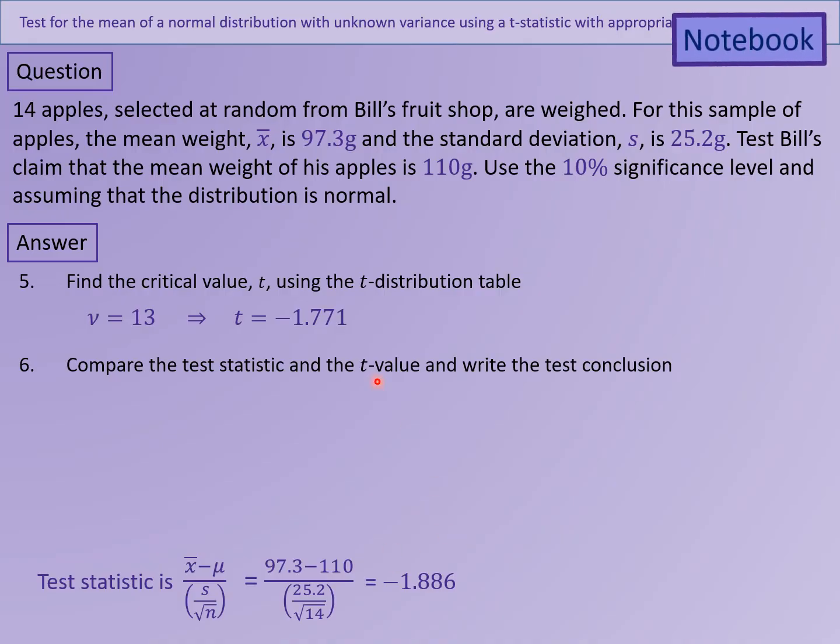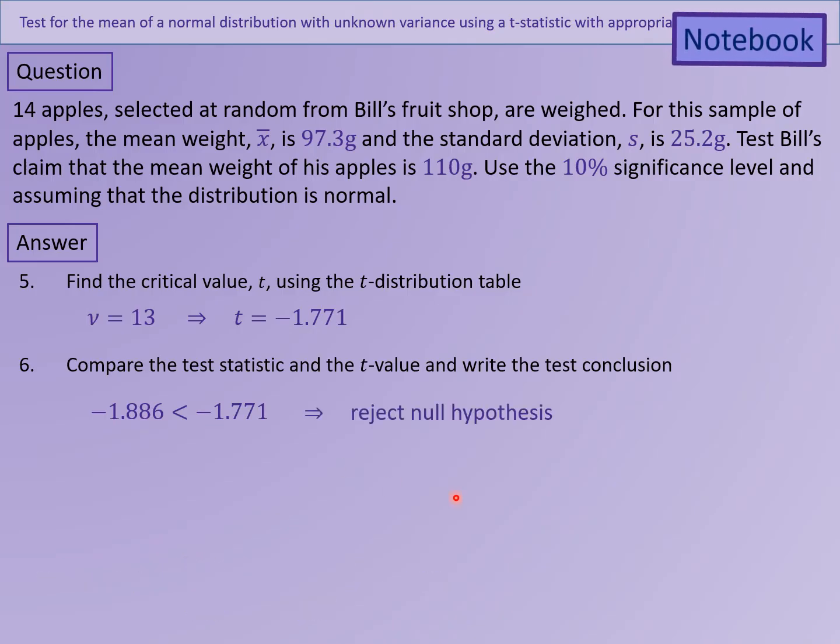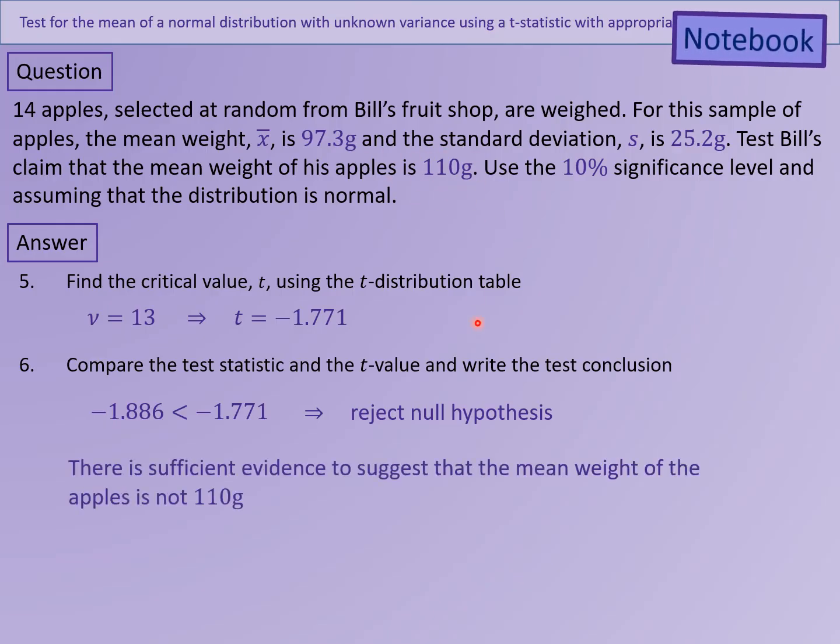So does that get me past that point? Well, if I'm thinking of a number line going backwards, minus 1.7 there, minus 1.886 there. So definitely that is smaller than that one. It's past that point. So I would say we could reject this hypothesis just here, that the mean weight was 110, and you write something along those lines. There is sufficient evidence to suggest the mean weight of the apple is not 110.